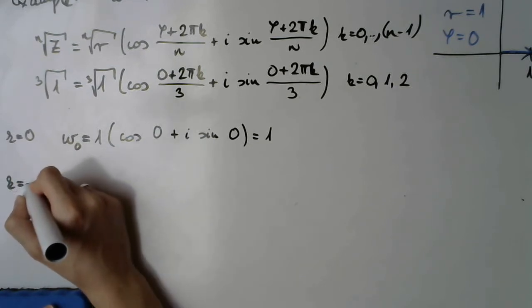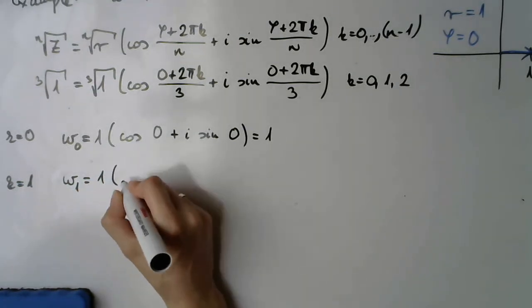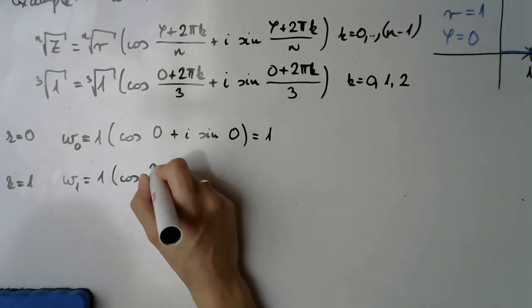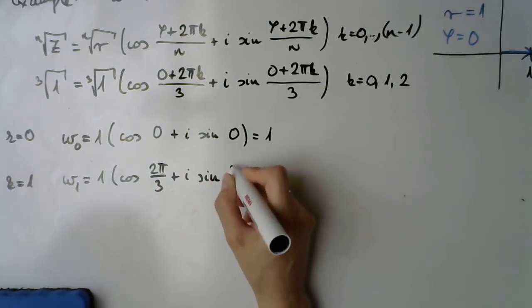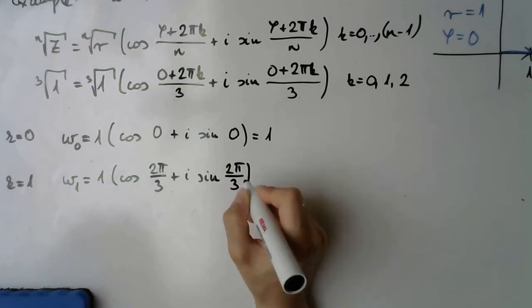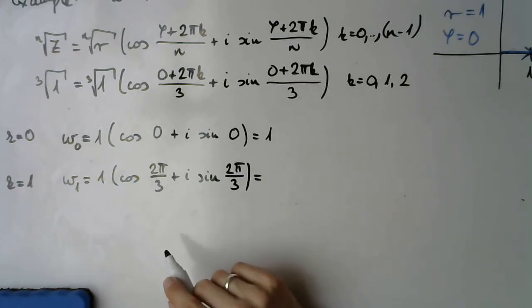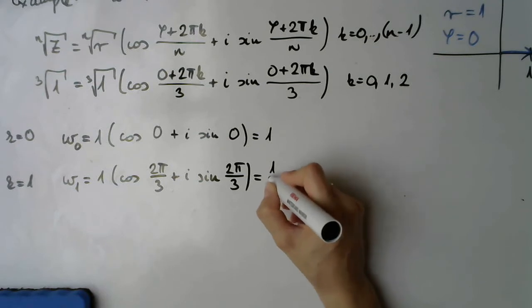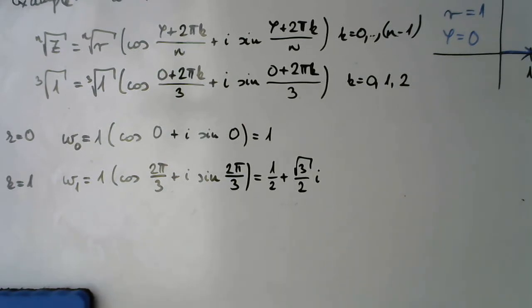Second case, k equals 1. So w1 equals 1 times cosine of (0 plus 2 pi) divided by 3. So 2 pi over 3, plus i times sine of 2 pi over 3. And this can also be calculated. The cosine of 2 pi over 3 is negative 1/2. The sine of 2 pi over 3 is square root of 3 divided by 2. So this complex number is negative 1/2 plus square root 3 over 2 times i.